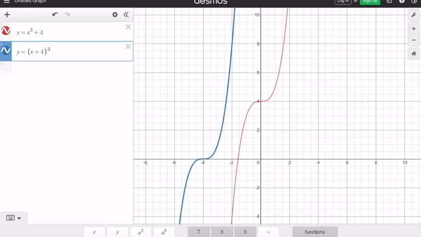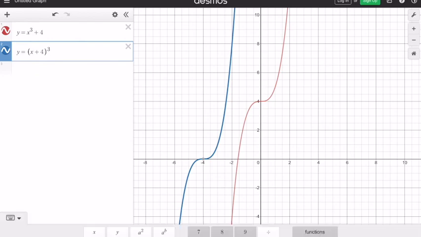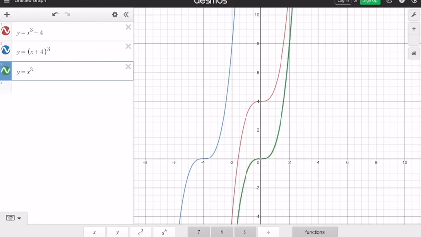So we can see what happened here, right? If I add 4 outside, it shifts my graph up 4. If I put it inside, it shifts my graph to the left 4. And you can always compare it to the basic cubic, which is x cubed, to see how your graph was shifted. So that's why I would recommend using Desmos.